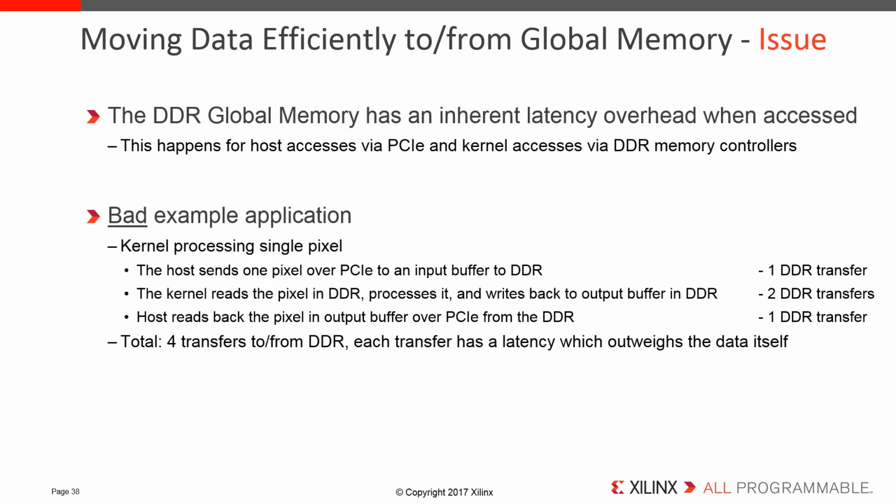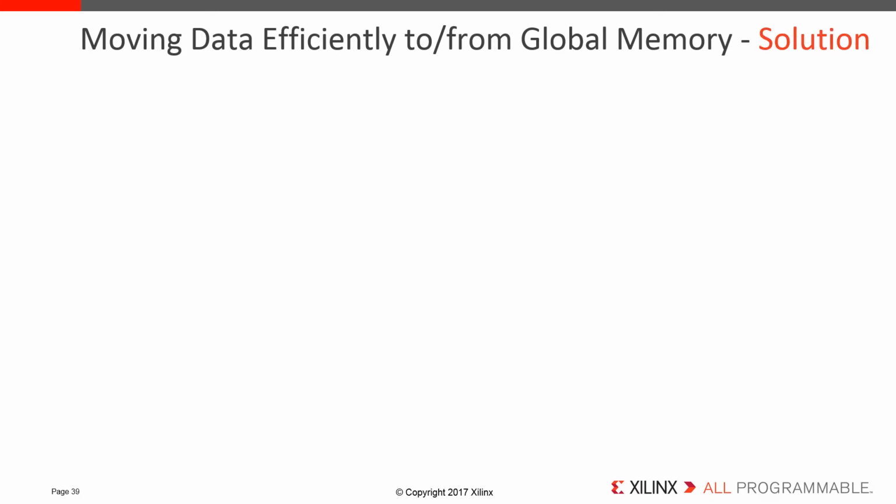We can understand that all the latency overhead for one pixel is really penalizing the performance. Let's see the solution, which is somewhat obvious for most people. The solution is to use buffers to do memory transfers and send data in bulk rather than infrequently whenever this is possible.